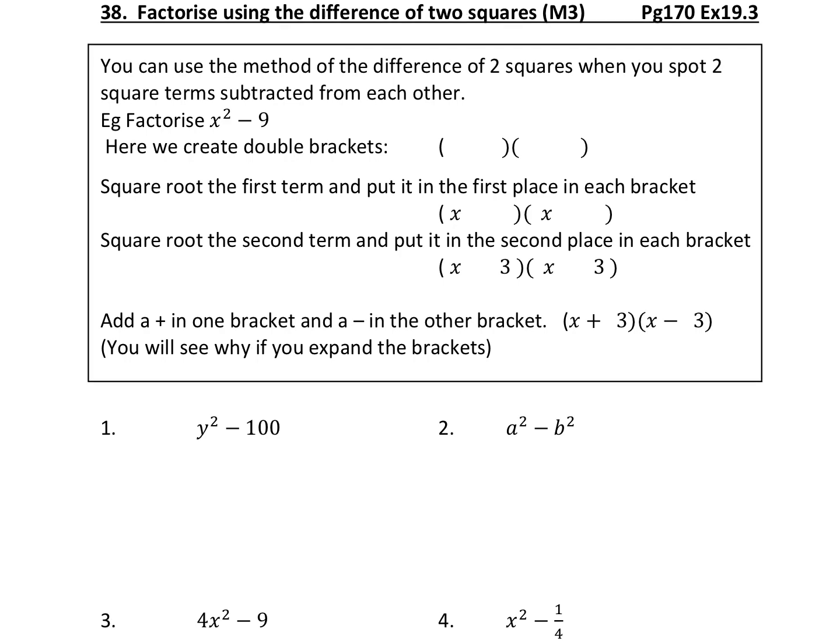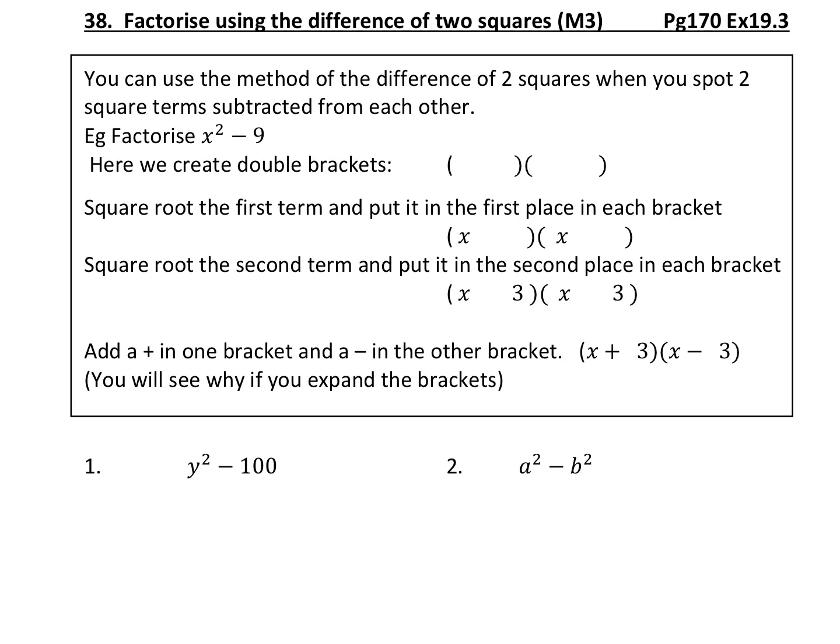Okay, you can use the method of the difference of two squares when you spot two square terms subtracted from each other. So for example, we've got x squared minus 9. x squared is a square number, it's x times x. 9 is a square number, it's 3 times 3. And these two square numbers are subtracted from each other.